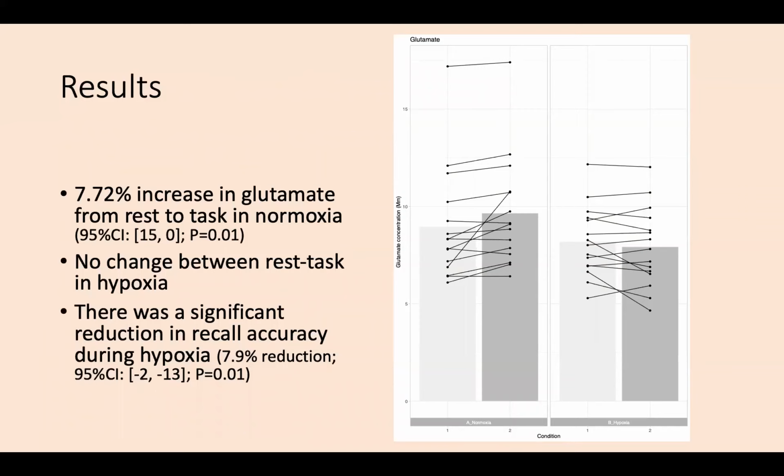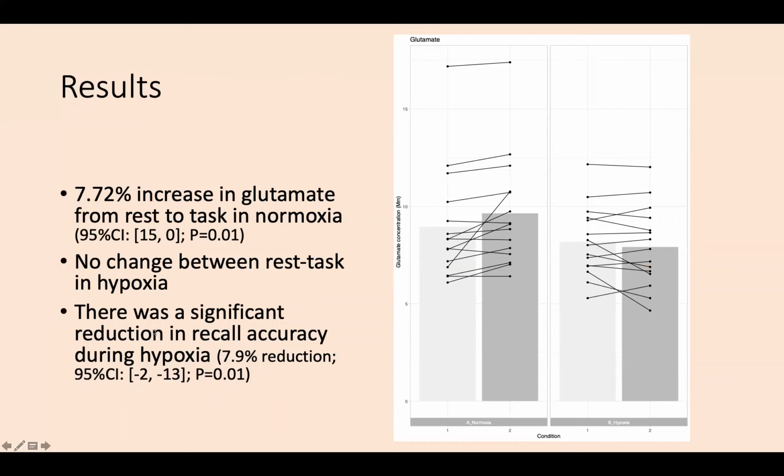So what did we find? In normoxia, we measured an increase in glutamate concentration between rest and recall. However, this increase due to task was no longer present in hypoxia, with no significant change between the two.